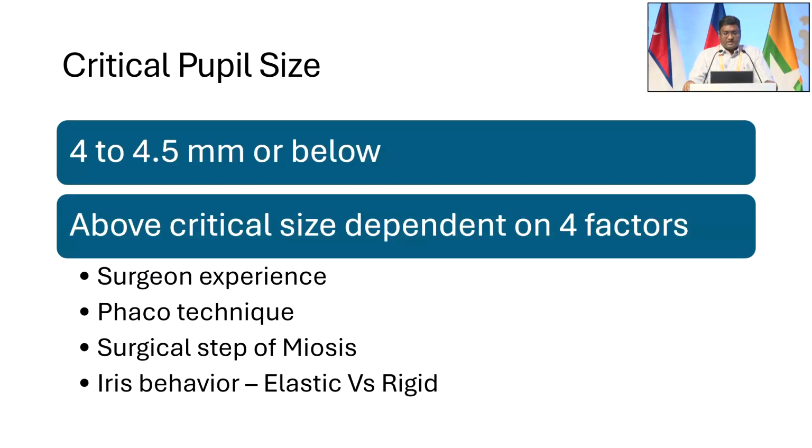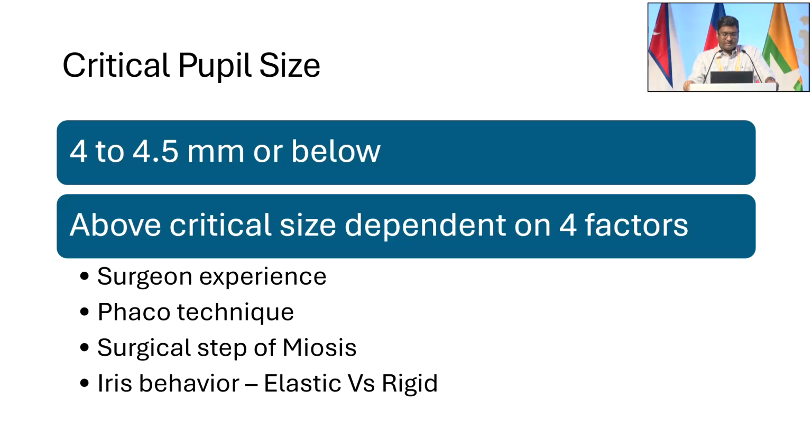So what is critical pupil size? Any pupil that is below 4 mm, you can safely consider it as a small pupil. Anything that is above 5, basically correlating to your capsulorhexis size. If you have a pupil that is equal to or more than your capsulorhexis, that is usually 5, then you can take a call whether you want to use an expansion device or manage it with viscomydriasis. To take that call, there are 4 factors that you have to consider.